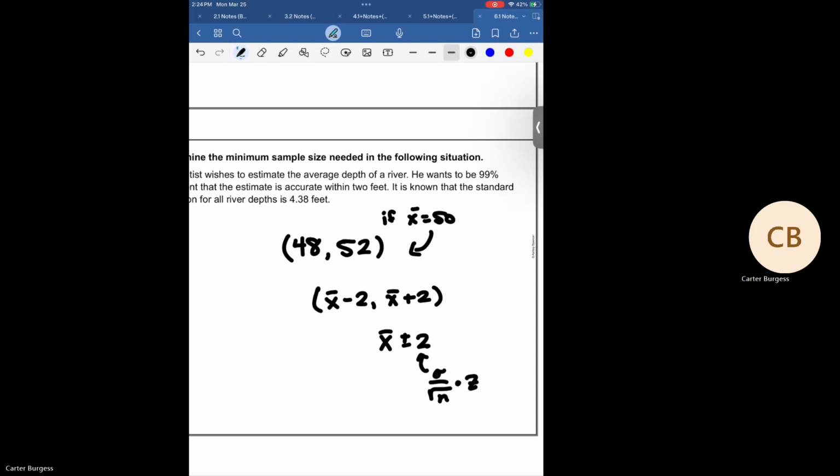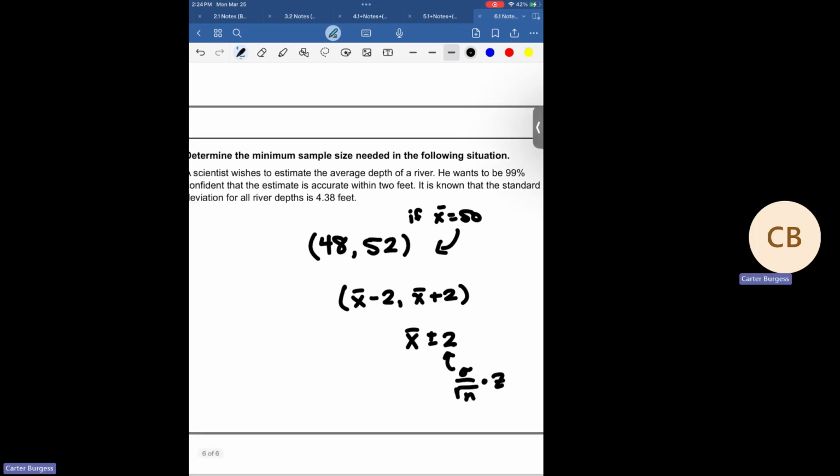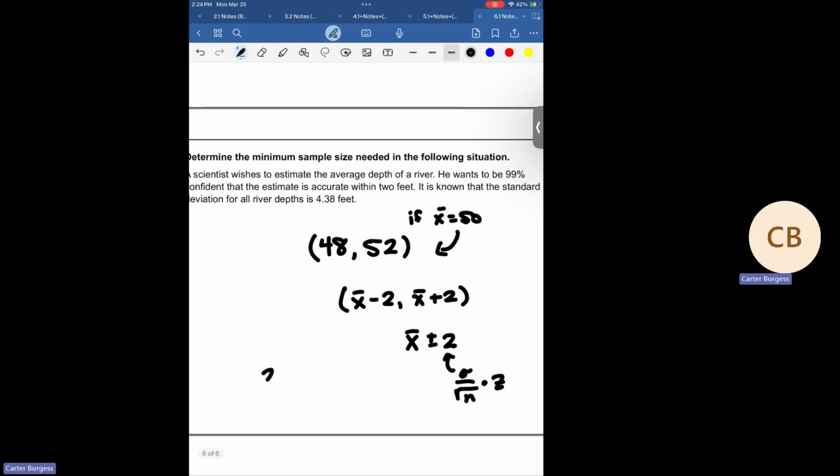Okay. And the equation that we are solving is the fact that 2 should be equal to z times this sigma over the square root of n. If we wanted to make this generic, this would be that the error is equal to z times whatever, but we know that that error is going to be 2.